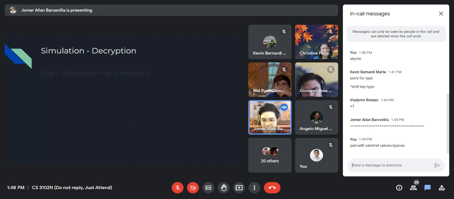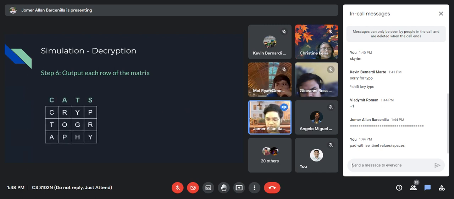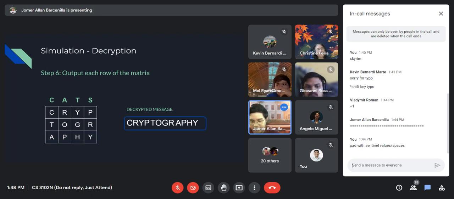Next is step 6: output each row of the matrix. So we already have our rearranged matrix. Our decrypted message is the first row, CRYPT, and TOGR and APHY, forming the message cryptography. So that is it for the simulation of encryption and decryption.